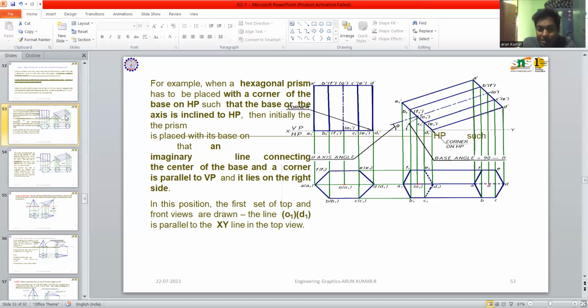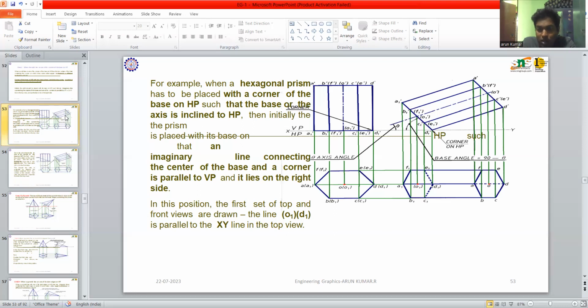At the intersection points, A1 dash meets with A1, B1 dash meets with B1, C1 dash meets with C1, D1 dash meets with D1, E1 dash meets with E1. Similarly, A dash meets with A, B dash meets with B, and similarly C, D, E, F.